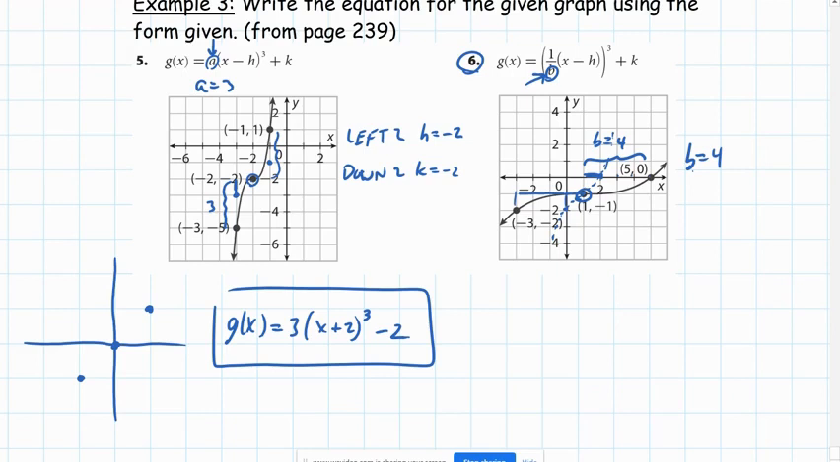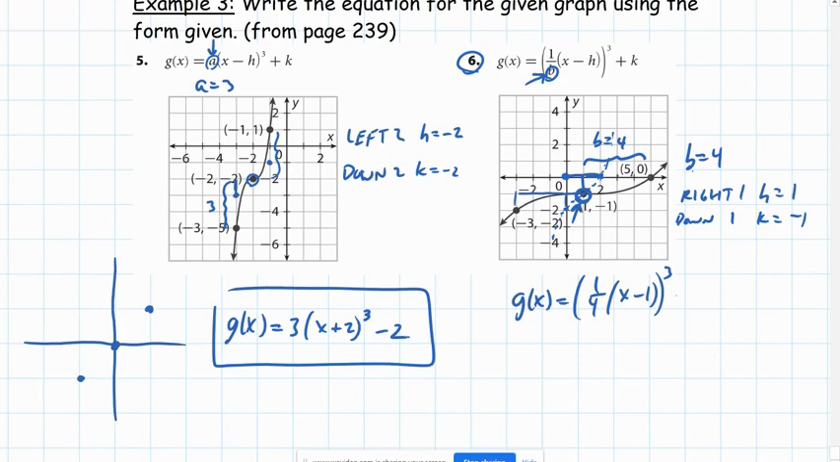That's a horizontal stretch. And the origin has moved right 1 and down 1. So right 1 means h equals 1. Down 1 means k equals -1. And that's because from the origin to this point at (1, -1), it has moved right 1 and down 1. So our equation then would be g of x equals (1/4 x minus 1) cubed, minus 1.